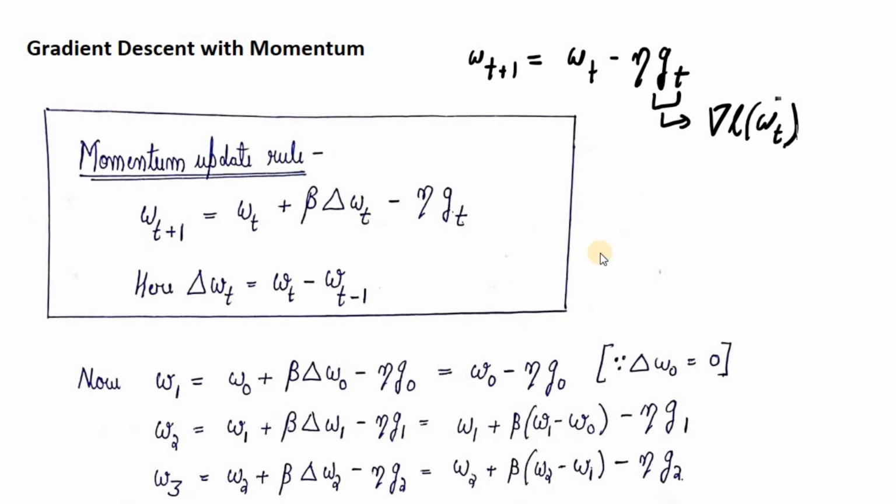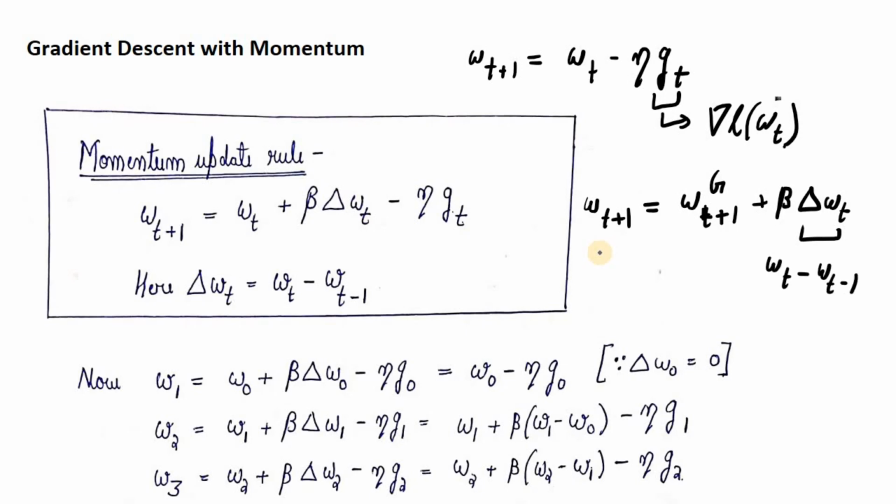Now we will add one more term to this update, so that W_{t+1} is equal to the gradient descent update of W_{t+1}. Let me write it in the form of G plus beta times delta of W_t, and this delta of W_t is W_t minus W_{t-1}. So this is nothing but gradient descent with an additional advantage that we keep track of how far we are going along each direction.